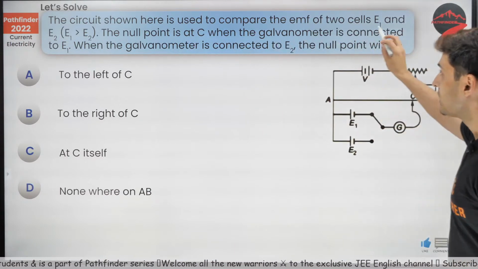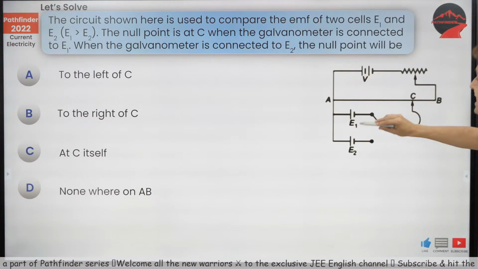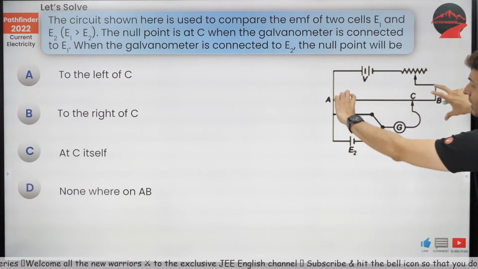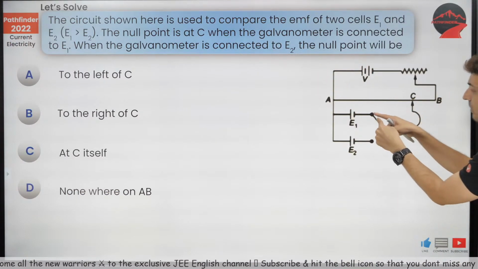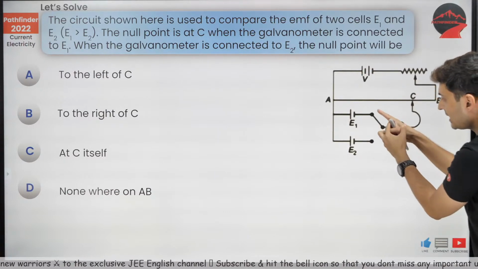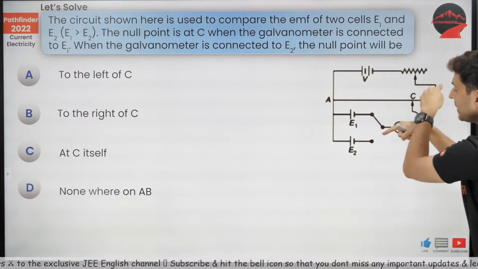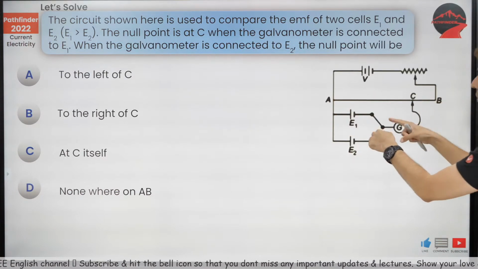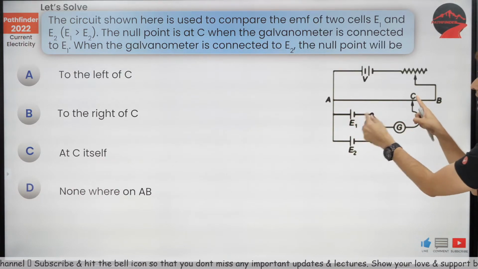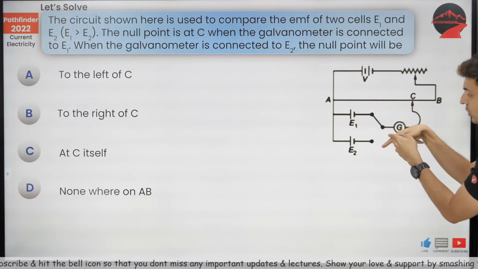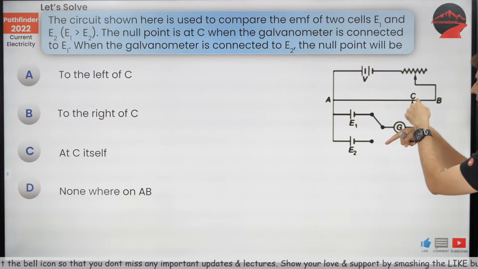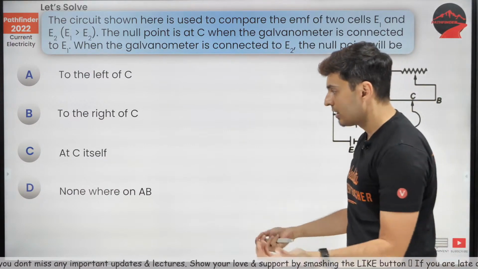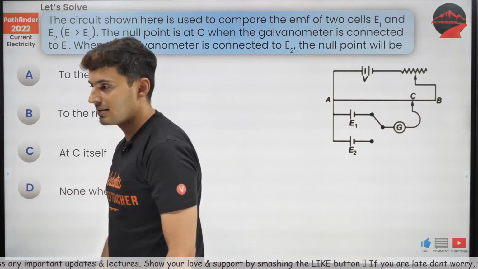Okay, the circuit shown here is used to compare the EMFs. This is the wire. The above part is primary. First time I'm connecting this battery. Second time I move the switch and connect this battery. Every time I'll get different lengths. So the first time when E1 is connected, I'm getting this point C. If I now switch it to E2, will the balancing point shift towards the left, right, will it not change, or will it not be there itself?